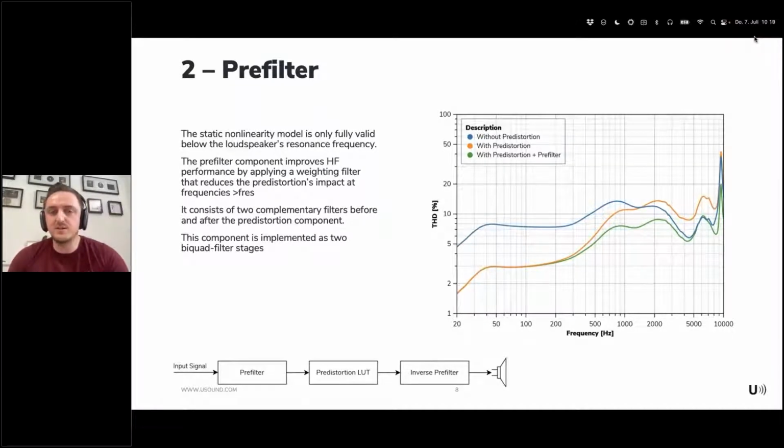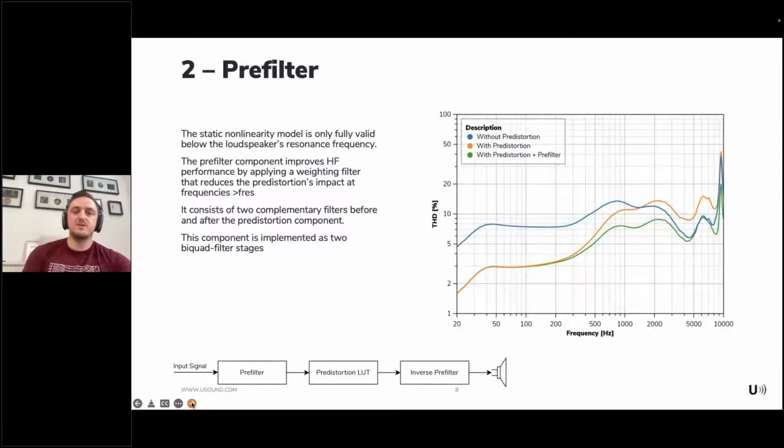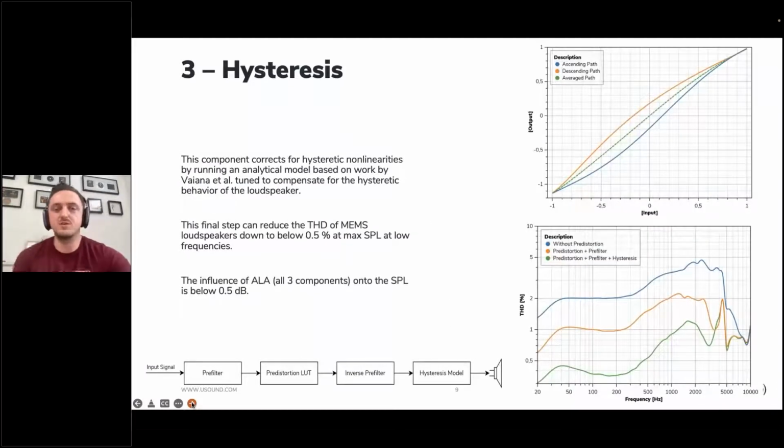And with the prefilter, we can achieve an increased reduction of distortion broadly around the resonance frequency of the loudspeaker. Now, the distortion is already at a level that is useful for headphones, but we can reduce it even further by compensating for what is called hysteresis.